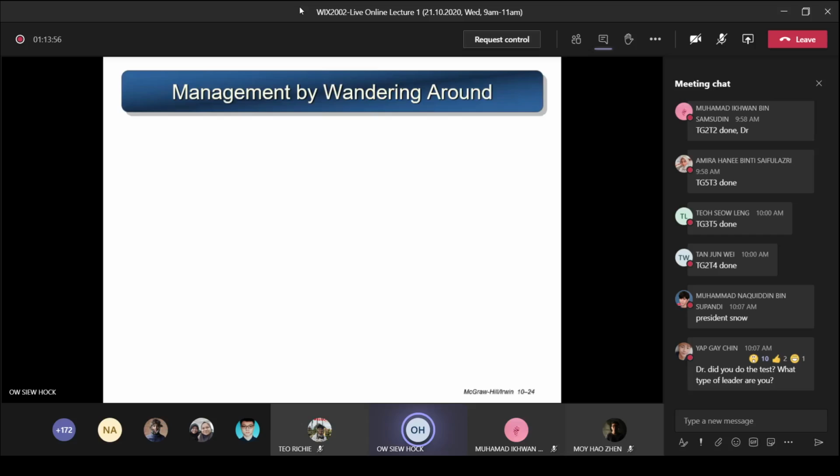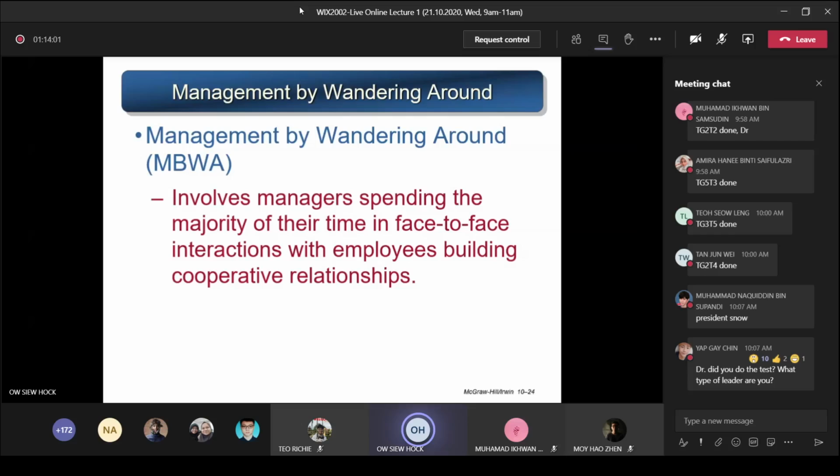So next, another type of management is called management by wandering around, in short MBWA. This involves managers spending the majority of their time in face-to-face interactions with employees, building cooperative relationships. I know there was one dean of the Faculty of Built Environment. This dean, I think he already retired. At one time we had some kind of workshop, and he shared his experience in his management. He said he applied this management by wandering around. He said early in the morning when he entered the faculty, he would go to the lecturers' rooms, knock at the door and ask them how they are doing, and how their family members are and so on. So this kind of management is called management by wandering around. You go around and talk to your staff to build up a good relationship with them.